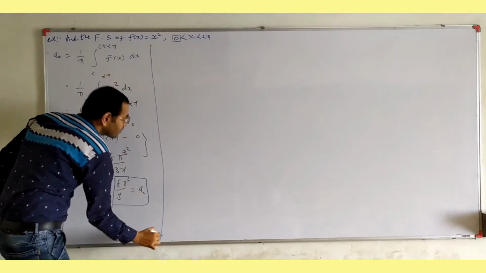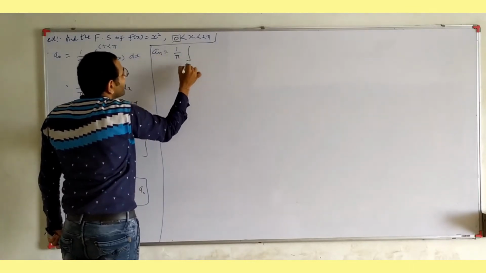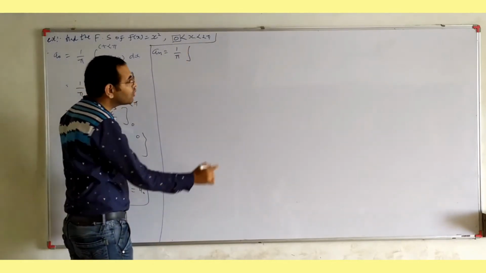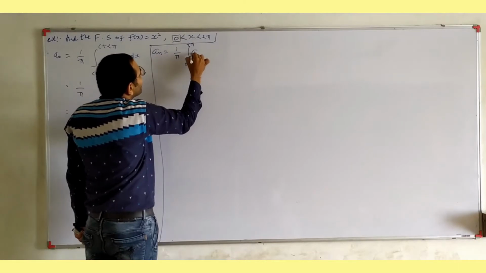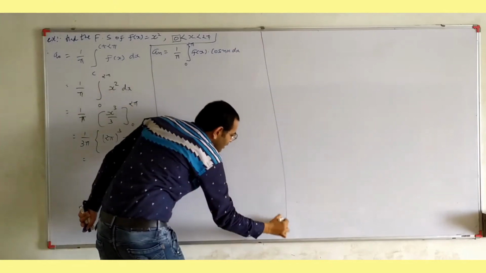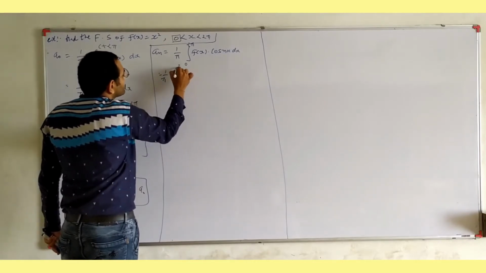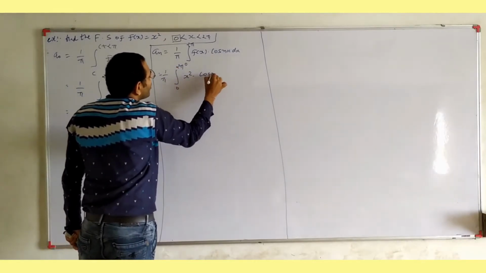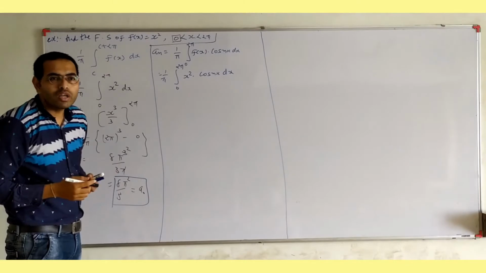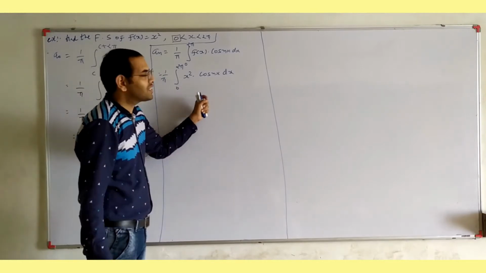Now we find the value of an. Then an equals 1 upon pi integral from c to c plus 2 pi, but the value of c is 0. Then we get 0 to 2 pi of f of x cos nx dx. Here our function is x square, then 1 upon pi integral 0 to 2 pi of x square into cos nx dx. Now here we use Bernoulli's rule, which was already explained in the earlier lecture.